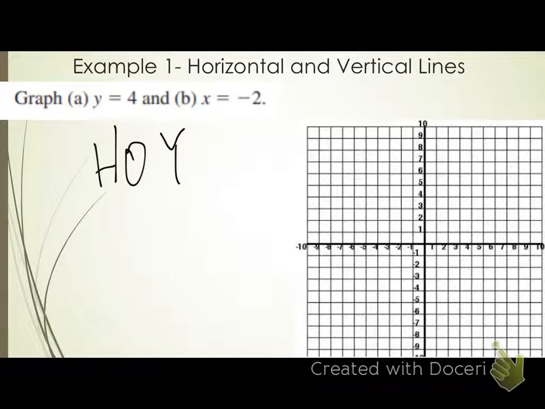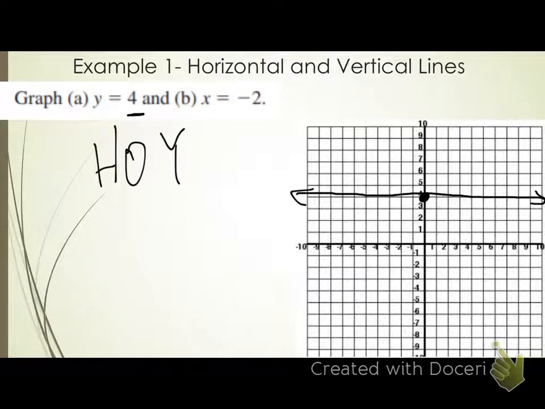So I know it's going to be crossing my y-axis somewhere. Well, I know it's going to be crossing at 4. It's going to be crossing through my y-axis at 4. So I put a point at 4 on my y-axis. The H on HOY stands for horizontal, so I know I have to draw a horizontal line through that point on my y-axis. Try to make your line a little bit straighter than mine. Mine's not very straight.